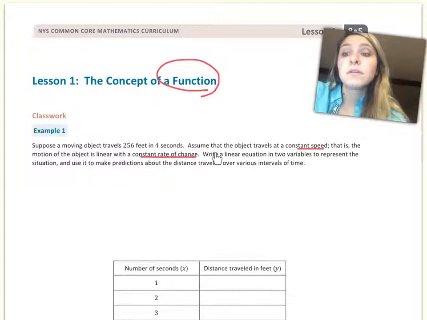The question's asking to write a linear equation in 2 variables to represent the situation and use it to make predictions about the distance traveled over various time intervals. The part where it says write a linear equation in 2 variables, we've done this before. Remember, this is where we always put y over x. So let's actually take a look at our table.